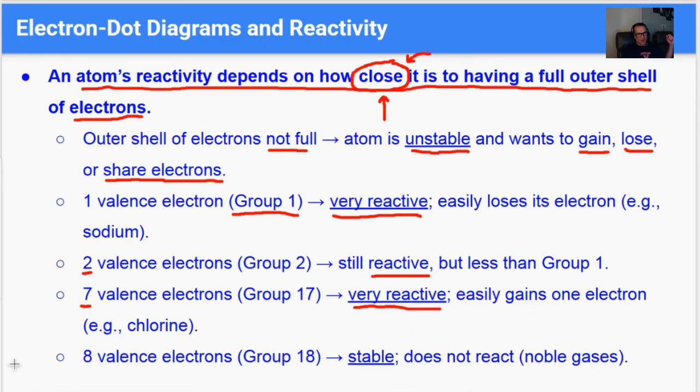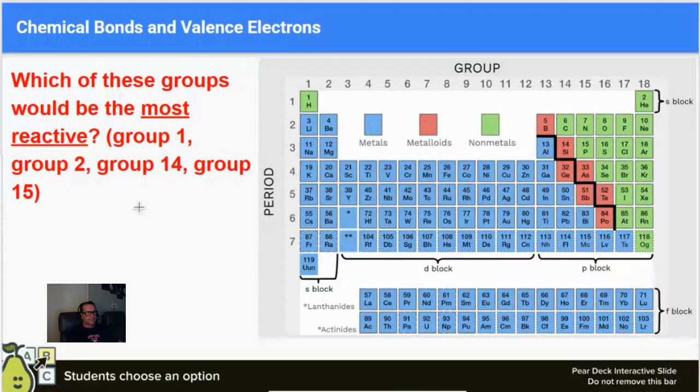And remember, the noble gases, other than helium, they're all totally stable because they have 8 valence electrons. Remember, helium only has 2 because the inner shell only holds 2. So the noble gases are all stable. They do not react. They do not form compounds. They're happy just being by themselves. But all the other atoms, they all want to get over there by the noble gases. And they do that by filling their outer shell of electrons by either gaining, losing, or sharing electrons.